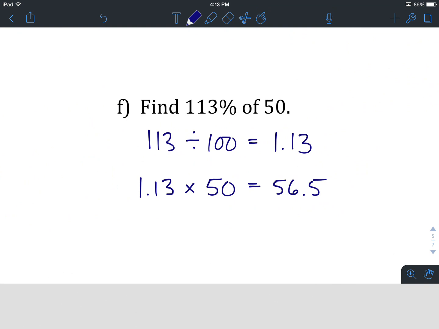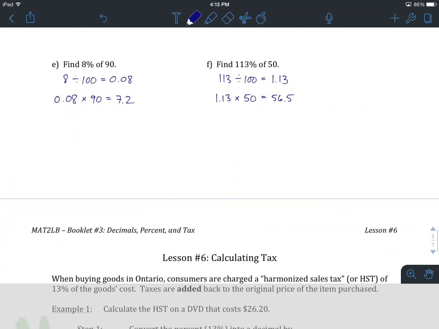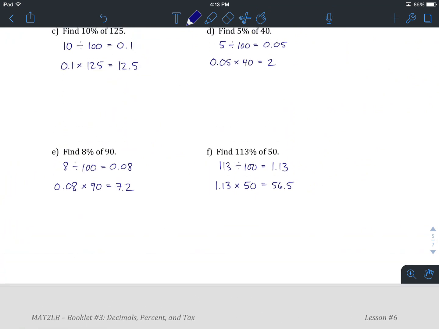So that's a little curveball right there at the end of the lesson. This is the end of lesson number 5. Hopefully you've got this procedure down and you're ready to attack the worksheet, and I'll see you in lesson number 6.